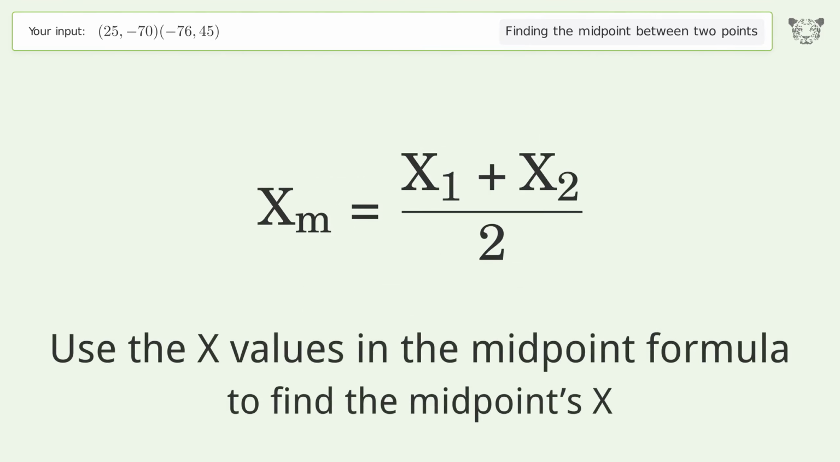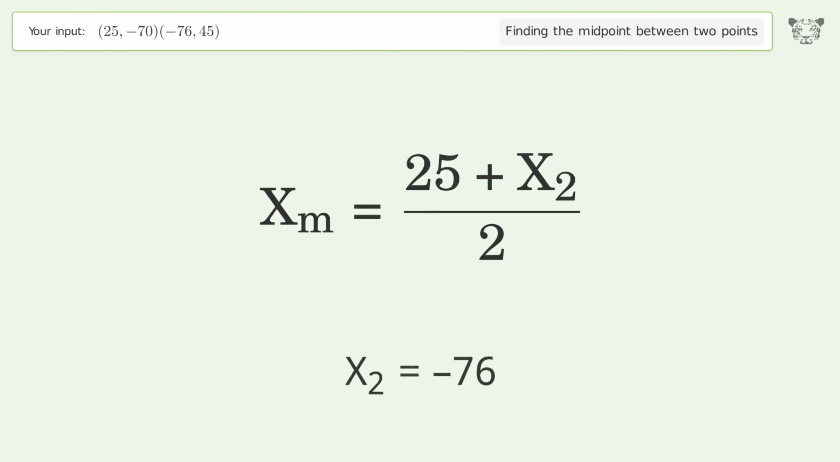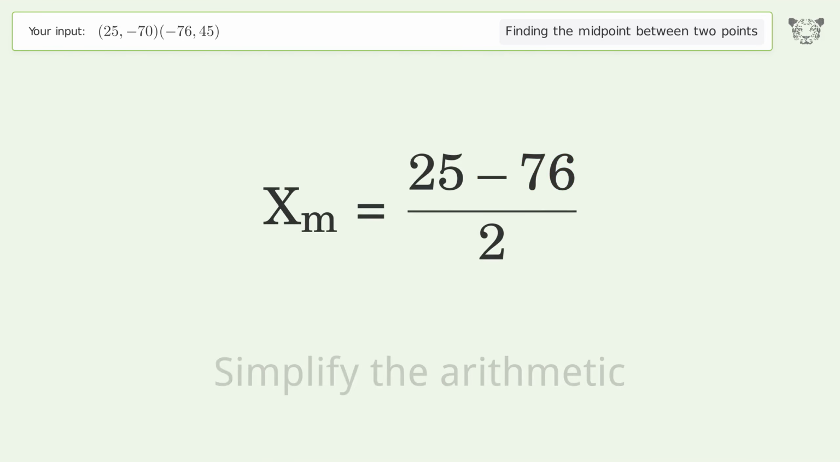Use the x values in the midpoint formula to find the midpoint's x. x1 equals 25. x2 equals negative 76. Simplify the arithmetic.